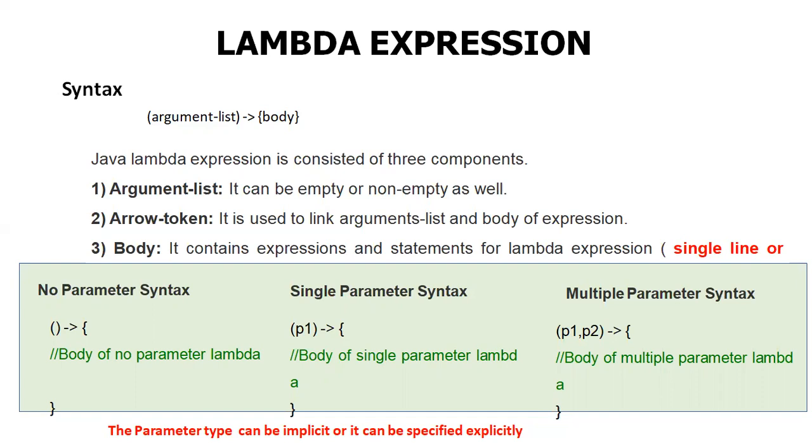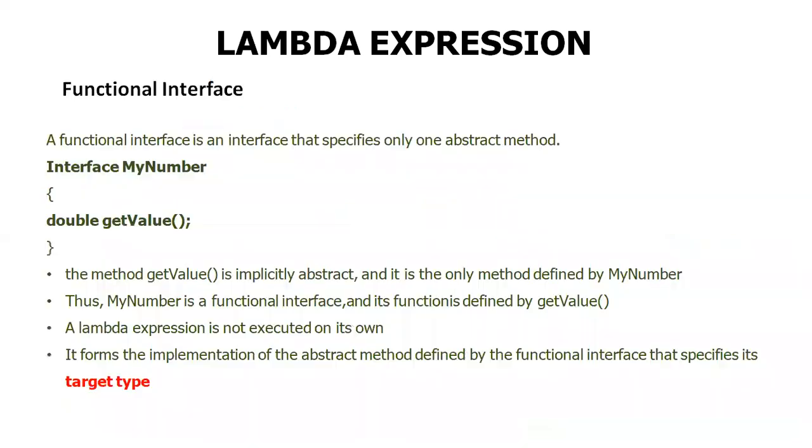The syntax is given here. The no-parameter syntax is parentheses open and close, the arrow symbol, and curly braces open and close. In the single-parameter syntax, we are passing only one parameter, p1. In the multiple-parameter syntax, we are passing two parameters, p1 and p2. The parameter type can be specified explicitly.